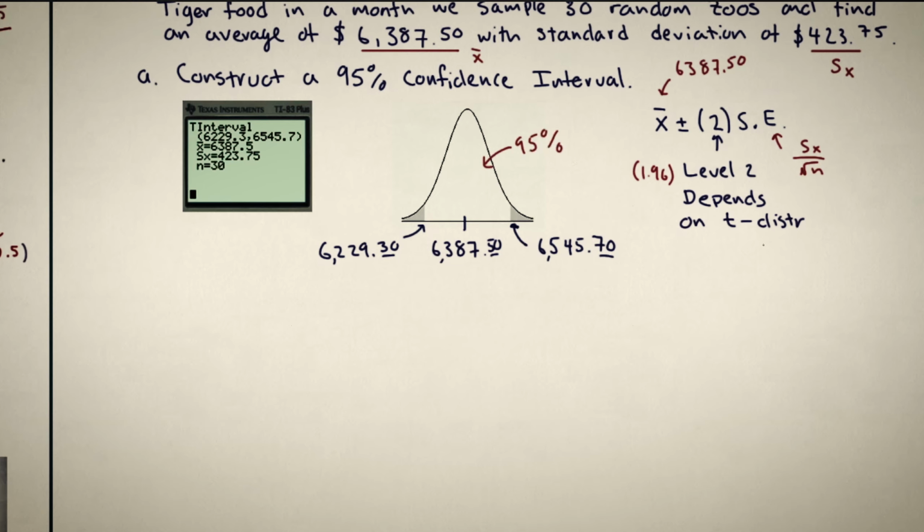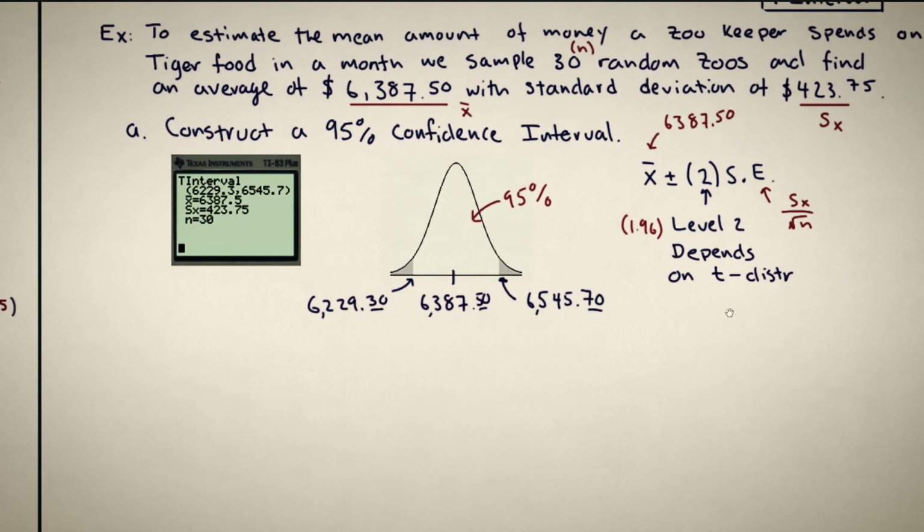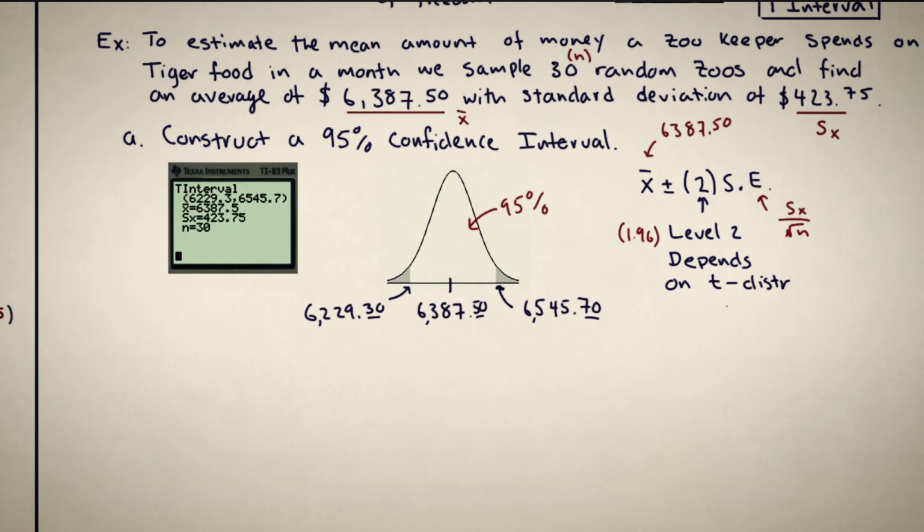So depending on which t distribution you're using, how many degrees of freedom there are in your example, there's going to be a different number that goes right here. And so because that number depends on the t distribution, you'll see it called T star. It's just whatever the level 2 number is for that specific t distribution.